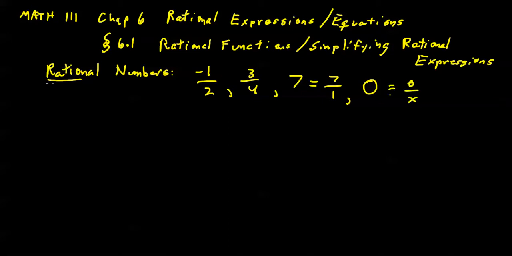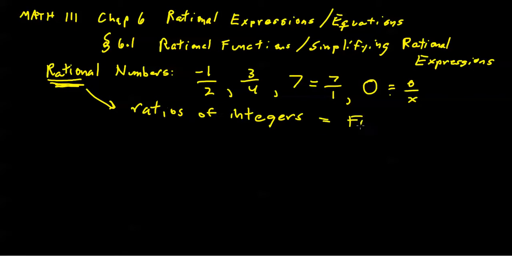The idea here is rational numbers are ratios of integers. Integers are just whole numbers and their negatives. That's a fancy word for fractions. Rational numbers are nothing more than fractions. The concept extends to rational expressions. What is a rational expression?